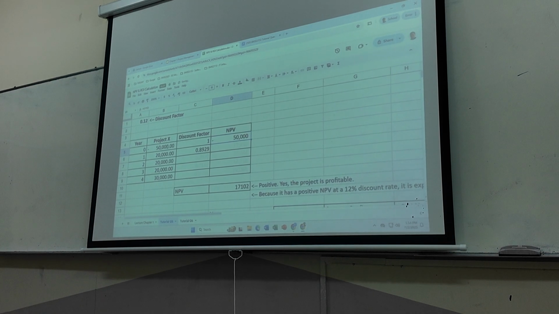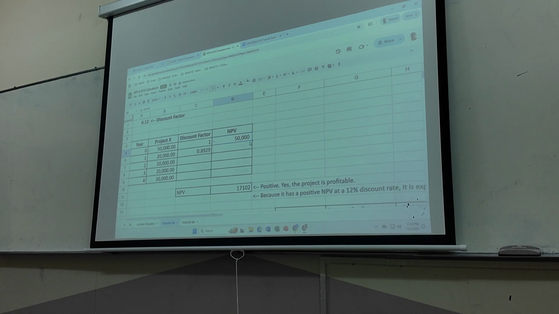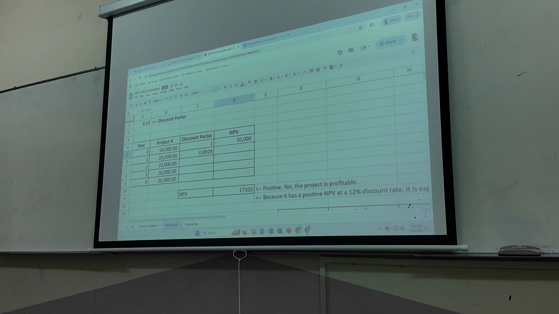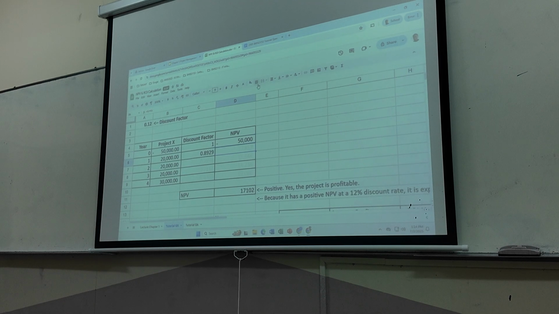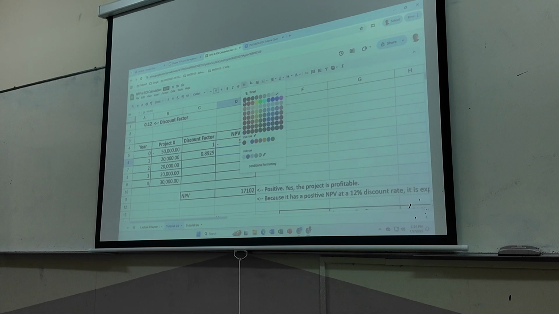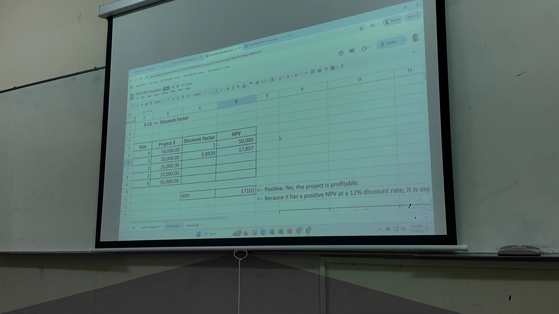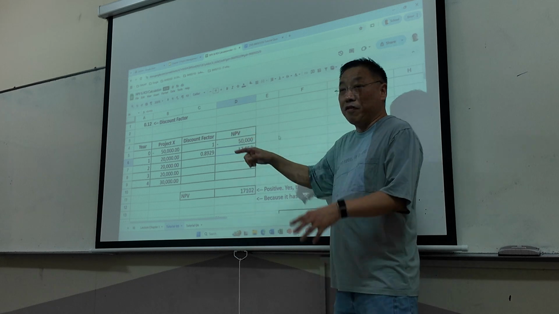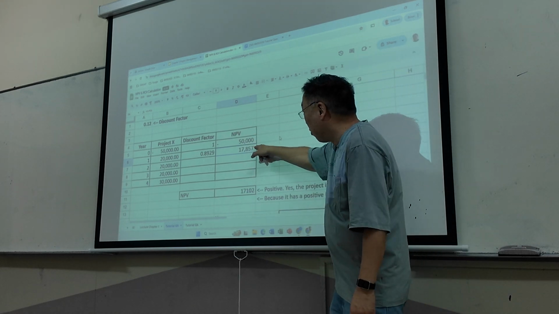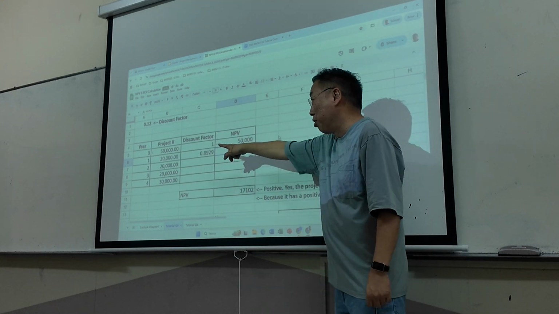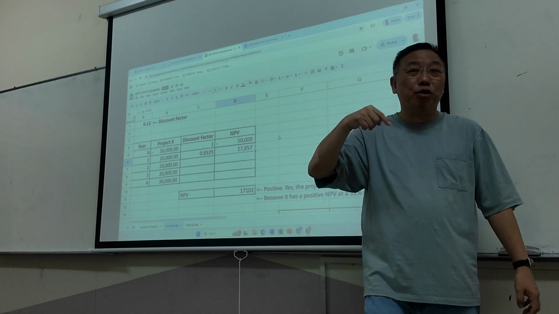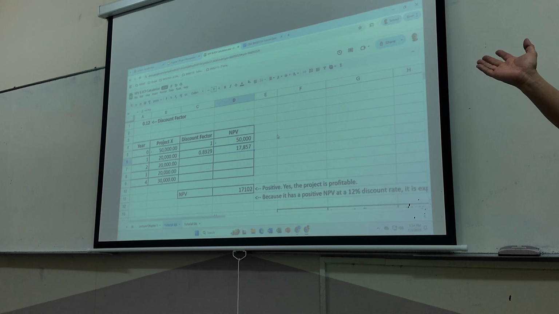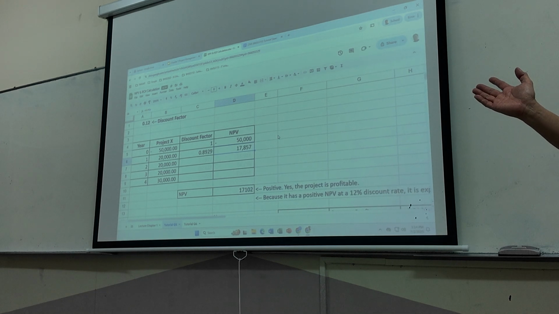Year 0, 1 times 50,000, negative 50,000 is negative 50,000. Year 1, because you have the discount factor of 12%, 0.8929 times 20,000, you will get $17,857. So the present value of the money, if you take the year 1 cash coming in, it's not $20,000. Today it's only worth $17,857. So looking at this already, you know your net profit cannot be $40,000, right?